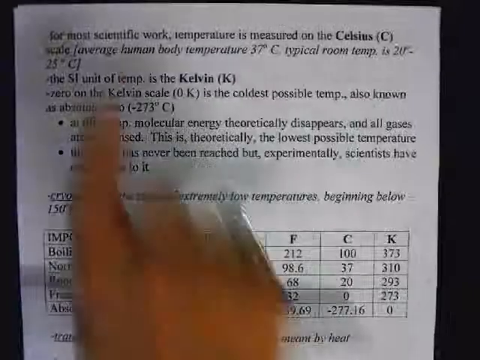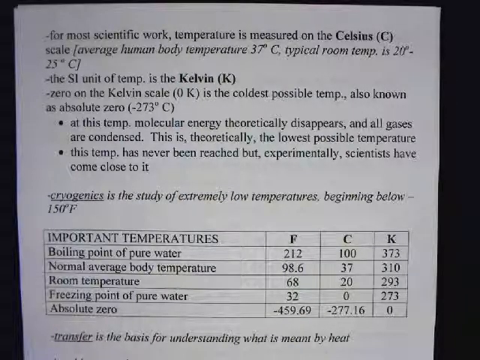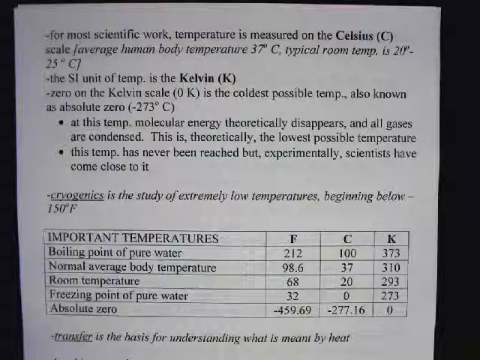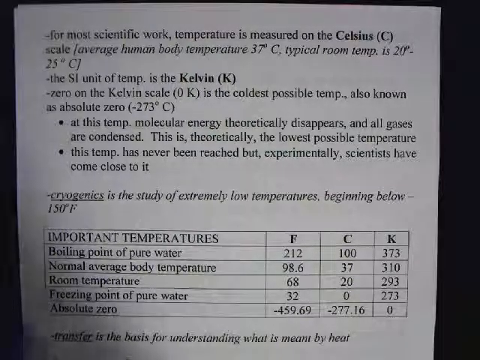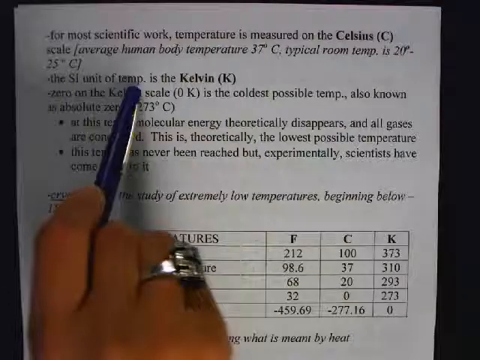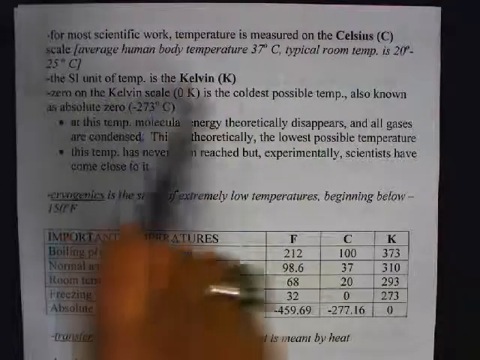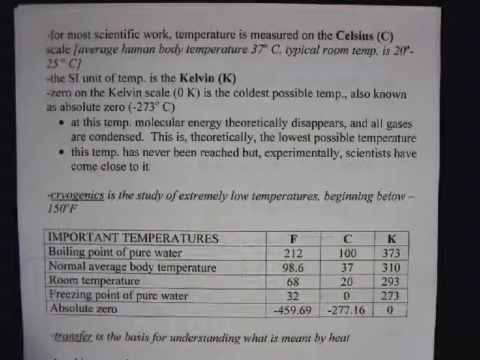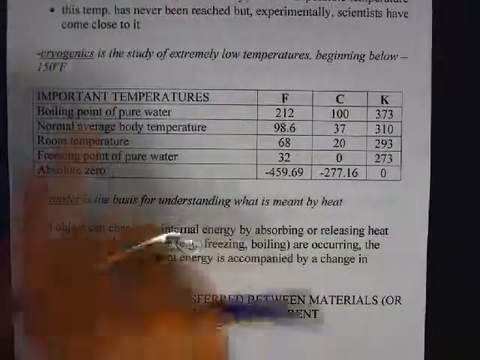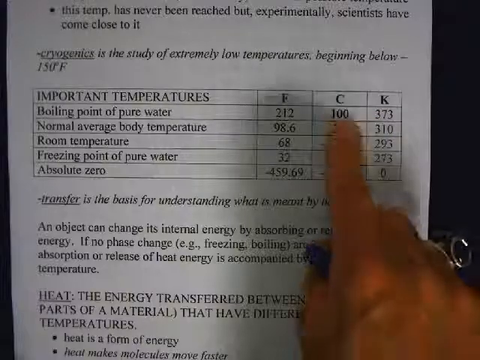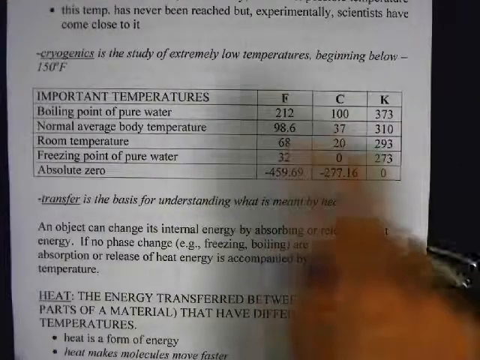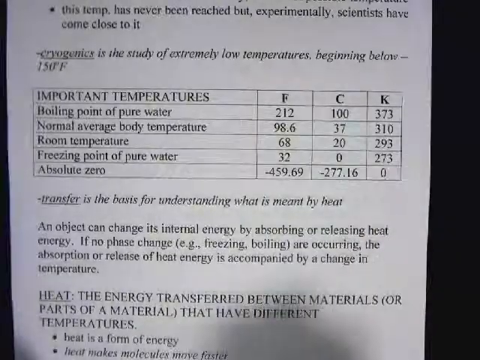All right. So for most scientific work, temperature is measured on the Celsius scale, and the average body temperature is about 37 degrees. Okay. But the SI unit of temperature is Kelvin. So 0 on the Kelvin scale is the coldest possible temperature, also known as absolute zero. Have we ever reached this? No. We've come very close, but we've never reached absolute zero. So here are some important temperatures, and again, we've learned a lot of this before. So 0 and 100 for Celsius, and then we look at all the corresponding temperatures, and then absolute zero.